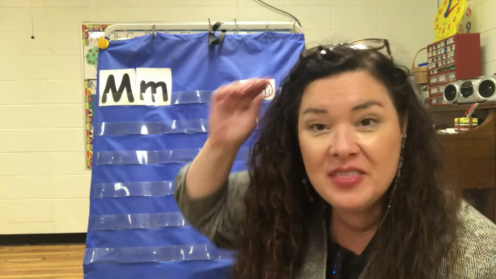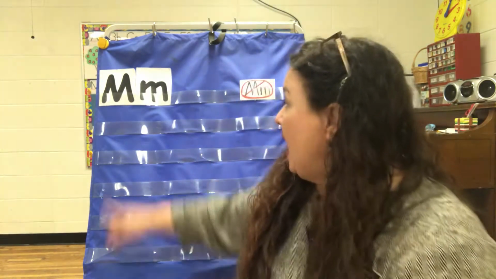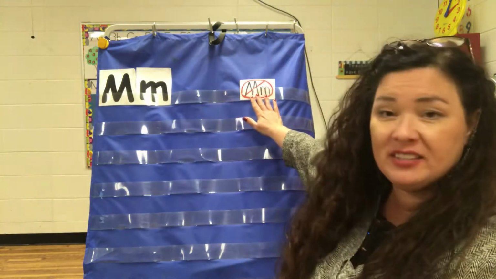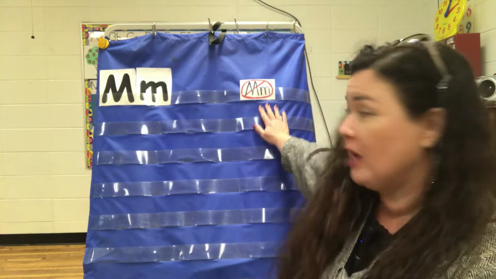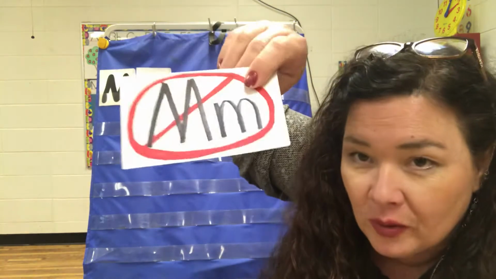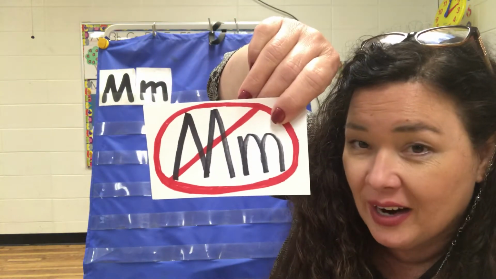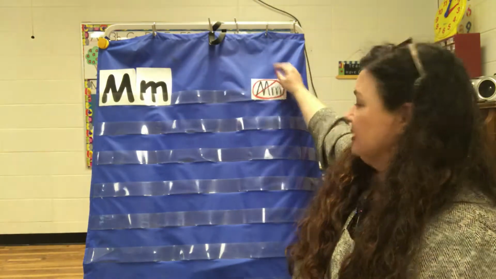All right, welcome back to our graph. We are building a graph today with the letter M, and we're trying to find pictures that begin with the sound M makes. And that will go under our M, and things that do not have the sound of M at the beginning will go over here under, what is this? Do you remember? Not M, right? Does not begin with M.